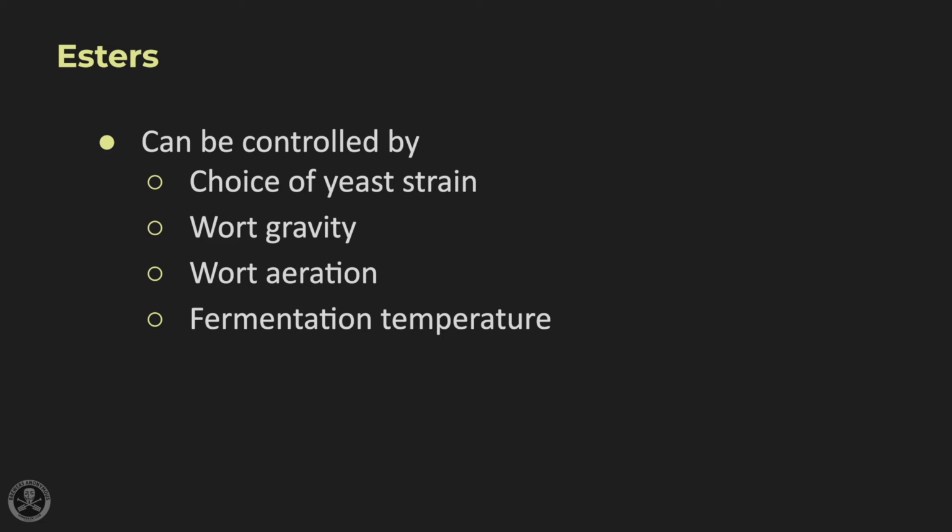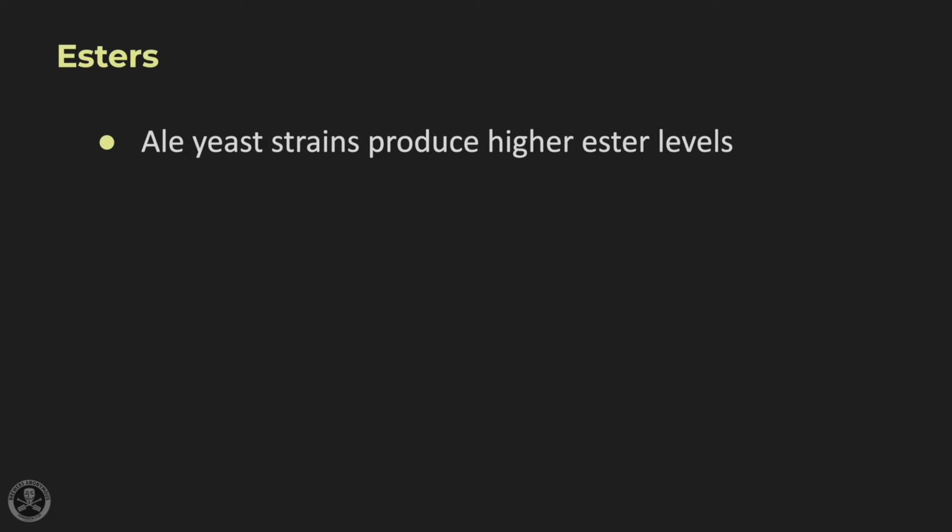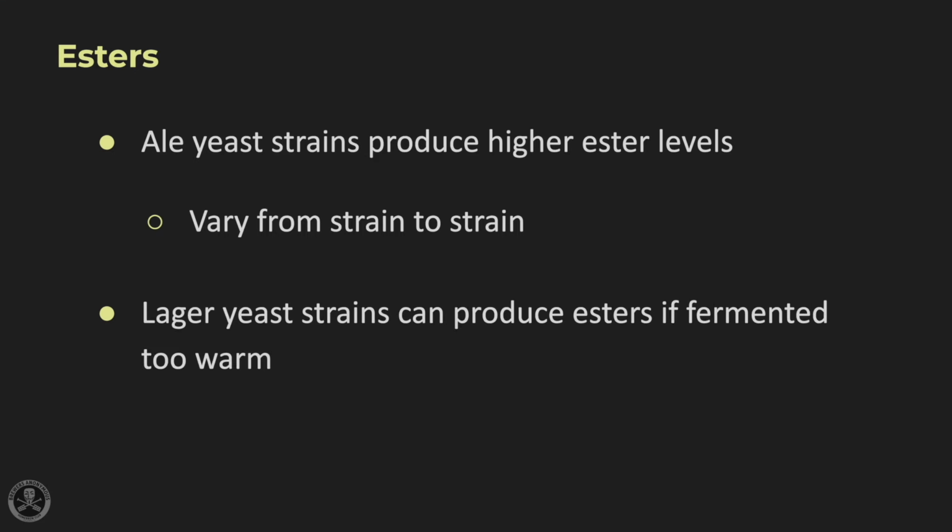Let's take a little closer look at how each of these different components influence ester production, starting with the choice of yeast strain. Ale yeast strains in general produce higher ester levels than lager yeast strains. Even at that, the amount of esters an ale yeast strain can produce will vary from strain to strain. That's not to say that lager yeast never produce esters. They can produce esters as well if fermentation temperatures are too warm.